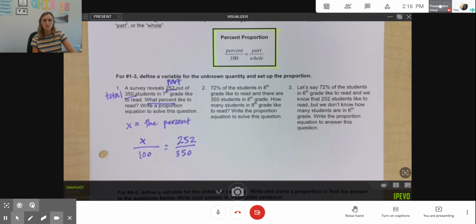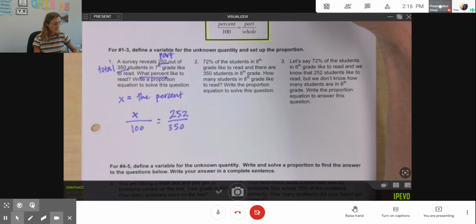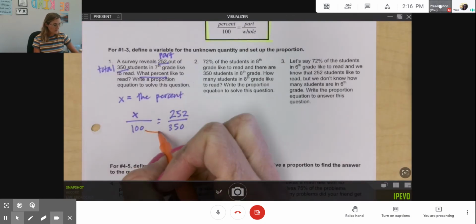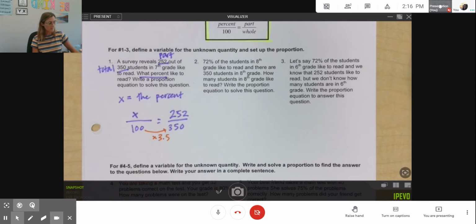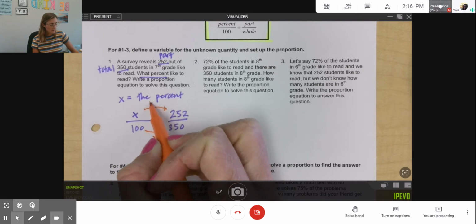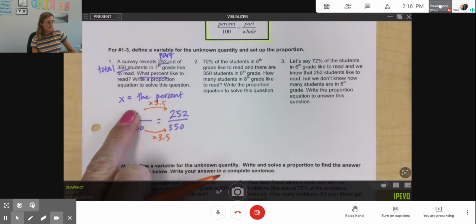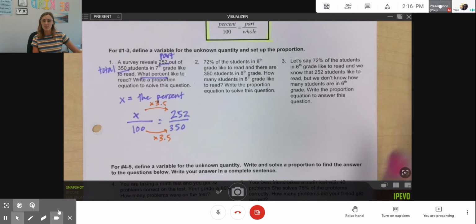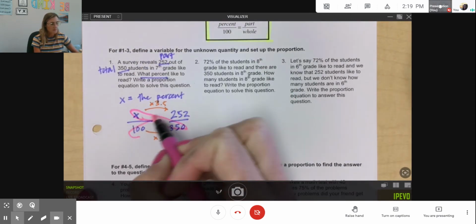Now, we're going to solve these like we did last class. You could do this in a couple different ways. You could say, how do I get from 100 to 350? What would I have to multiply by? In this case, you would have to multiply 100 times 3.5. So then you would multiply X times 3.5, or since we're going back this way, we could divide 252 by 3.5. The other way that you could do this problem is we could cross multiply, which we learned last time as cross multiplying or that little butterfly.